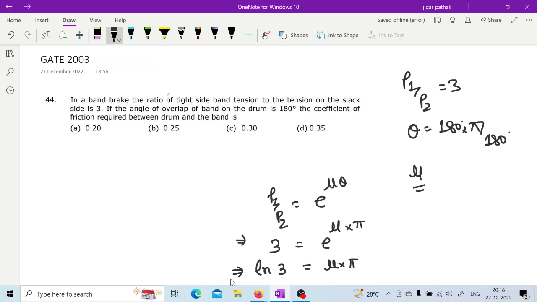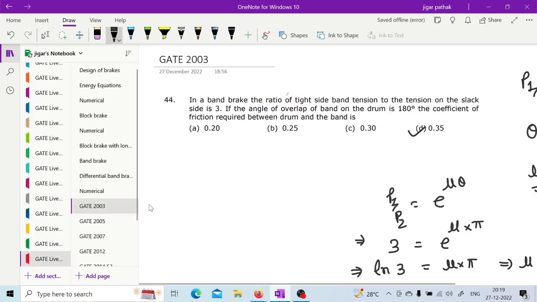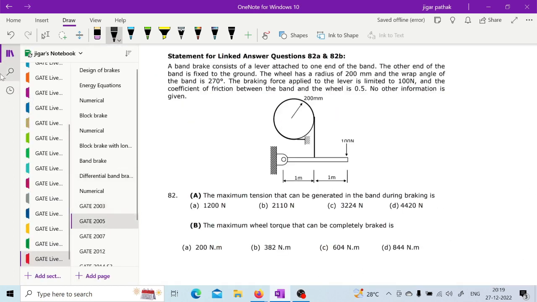Okay? Yeah. So ln 3 is equal to mu pi will give you mu is equal to almost 0.35. Right. So after this, let us go to this one now.